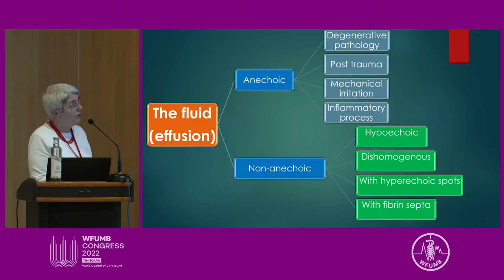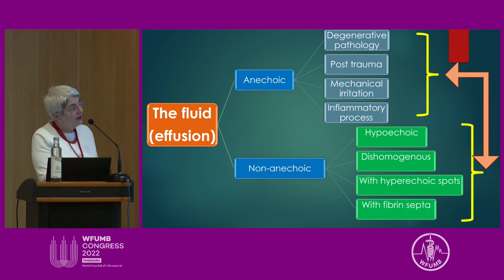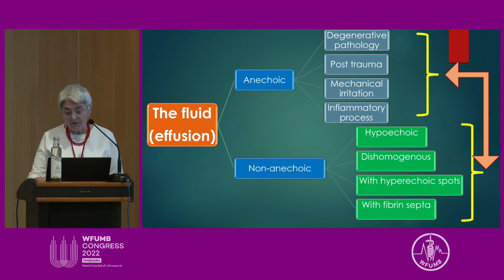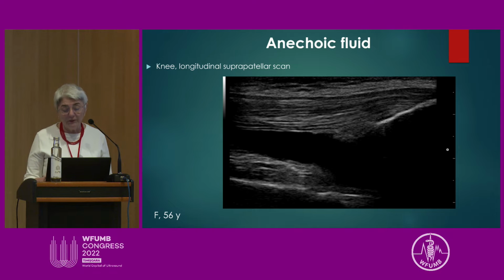Talking about a non-anechoic fluid, we can find a hypoechoic aspect, or other dyshomogeneity, hyperechoic spots, or even fibrin septa. But all these have the same etiology. For example, this patient, a woman of 56 years, came with a swollen knee, and at ultrasonography in the suprapatellar scan you see there is a fluid, an effusion inside the joint, and for sure this is an anechoic fluid. And we have to think, what does this patient have? Does this patient have an inflammatory process or not?